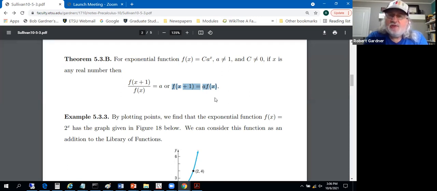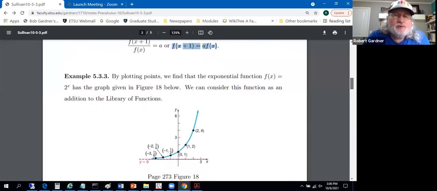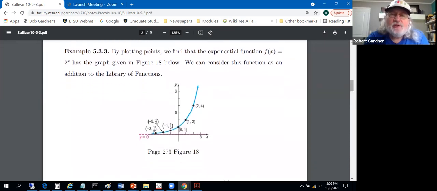So these exponential functions grow like crazy if a is greater than 1. If a is between 0 and 1, then they decrease like crazy. And we'll illustrate that with some graphs. In fact, here's our first addition to the library of functions since, I don't know, maybe chapter 2 or chapter 3. If we plot points, we find that the exponential function f of x equals 2 to the x has the graph given here.